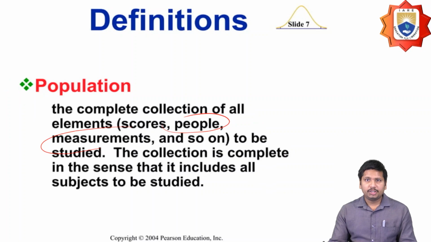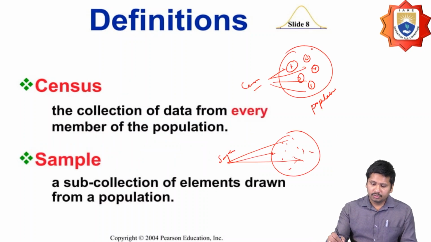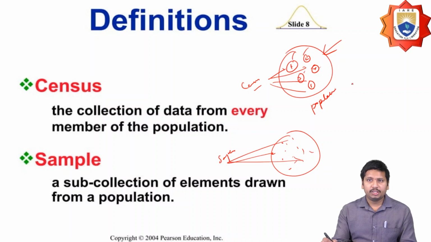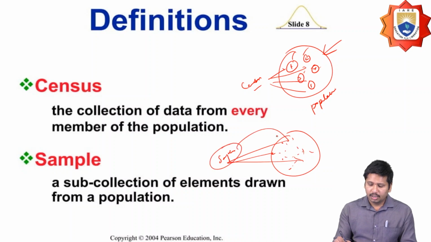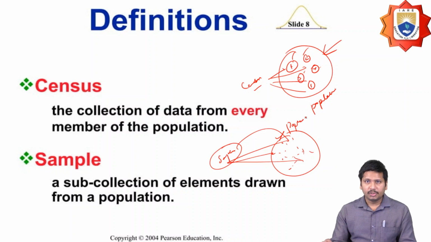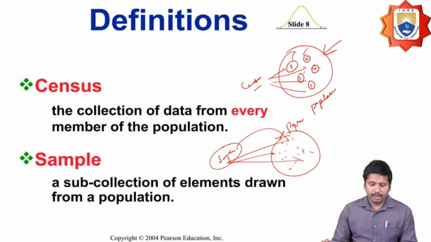And the population is the collection of all elements to be studied. The collection is complete in the sense that it includes all the subjects to be studied. And census means that we have a population, and collecting the data from each and every member of the population is treated as a census. And a sample means that from that population, if I gather some of the elements, those are the sample of that population. So these are the differences we should identify here.